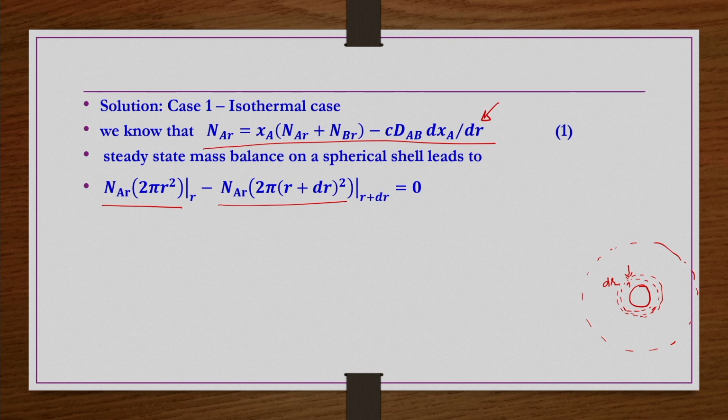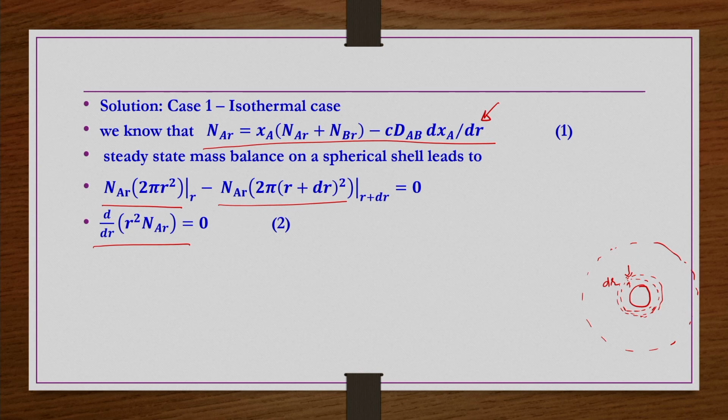Now, you simplify this, take dr tends to 0 and apply the limiting conditions to get the differential form of this equation. Then you get d by dr of R square NAR is equals to 0. Now, you can know the concentration profile if you know NAR, but NAR you cannot know until NBR is known. The NAR expression you can find from equation 1, that is fine, but you can do that only when NBR is known.